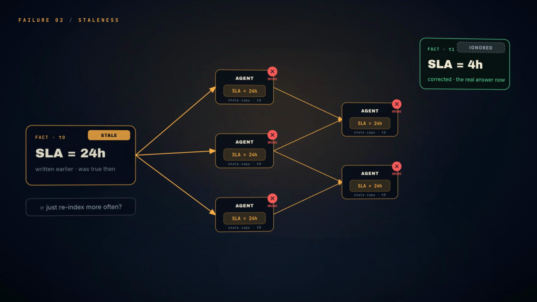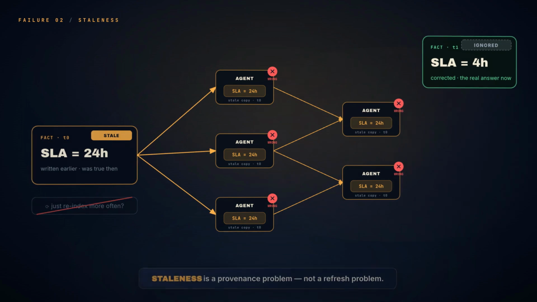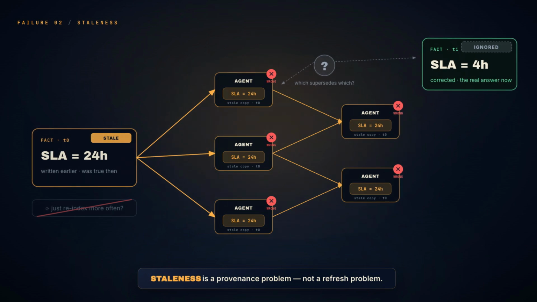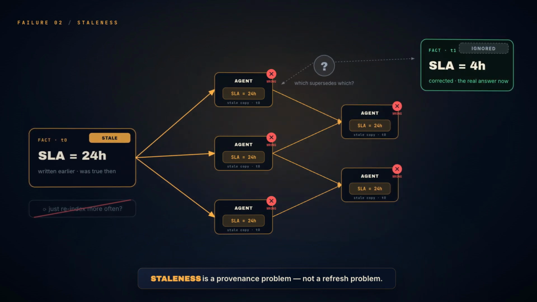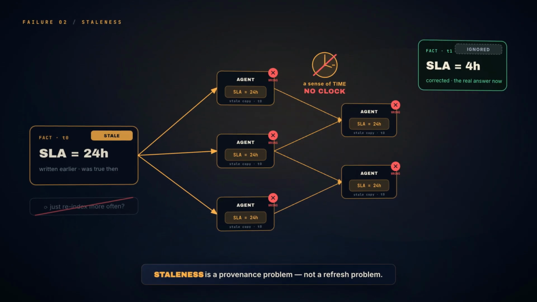I thought this was a refresh problem. Just re-index more often. It isn't. Staleness is a provenance problem. Nothing in the store knew which version was supposed to supersede which. A memory layer needs a sense of time. A bare index has no clock.